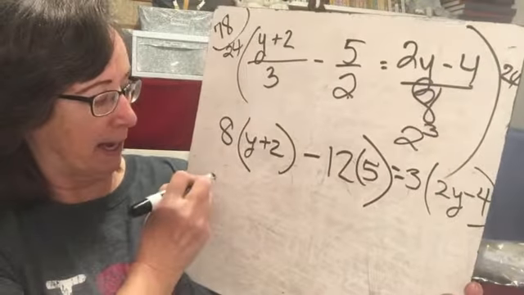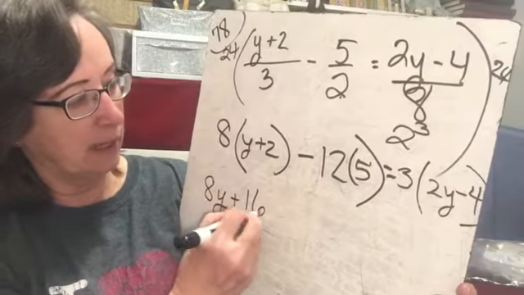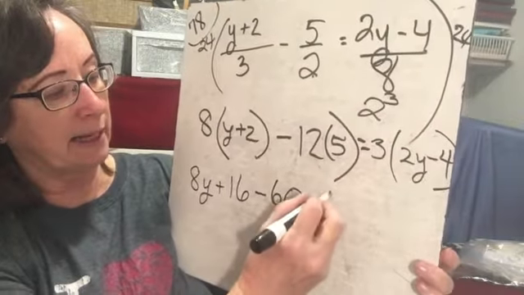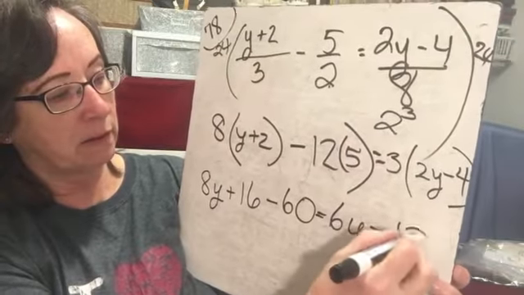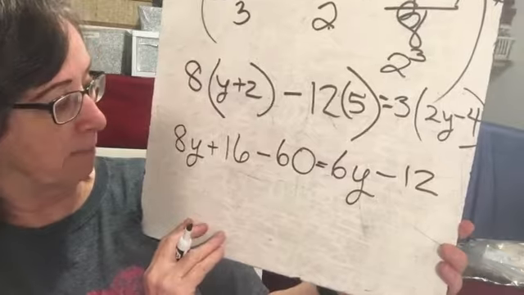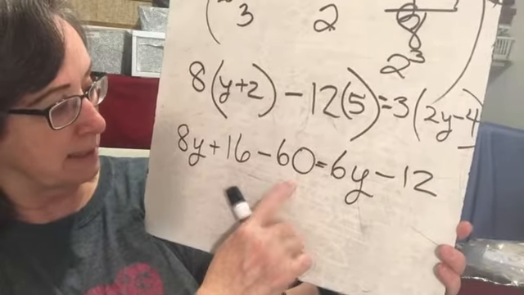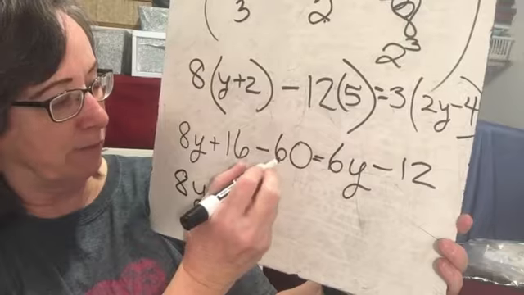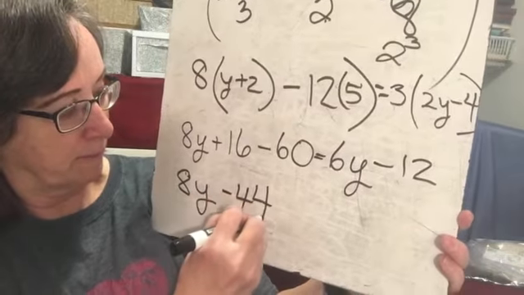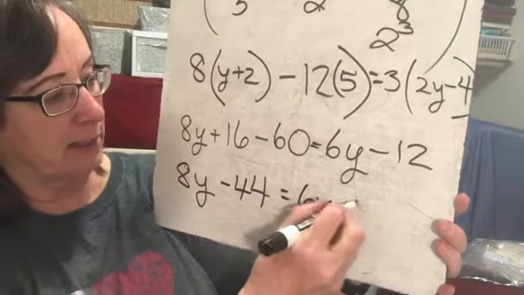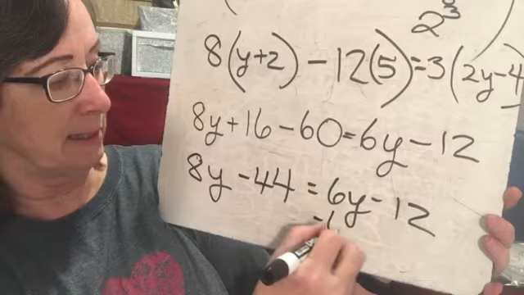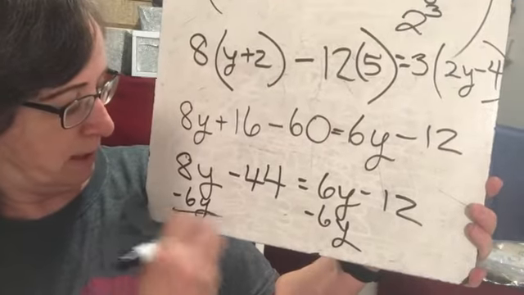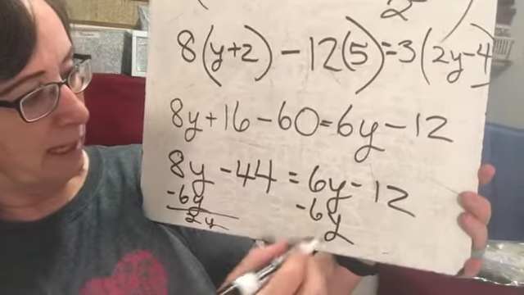So now we're going to multiply out: 8y plus 16 minus 12 times 5 is 60 equals 3 times 2y is 6y minus 12. Okay, so now we got to get all that cleaned up. These two are constants, 16 minus 60, so 8y, and that's going to be a negative 44 equals 6y minus 12. Okay, so now let's subtract 6y here, minus 6y there. Okay, so now this one's going to be a 2y. And then this one's gone.